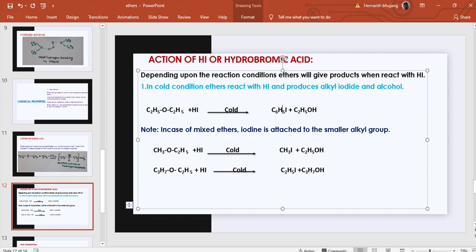But when we have mixed ethers, in case of mixed ethers, what happens? Just let me correct this one and then I'll continue, because in the first example we have taken a very simple ether where we have two groups as ethyl groups. So let me change this.